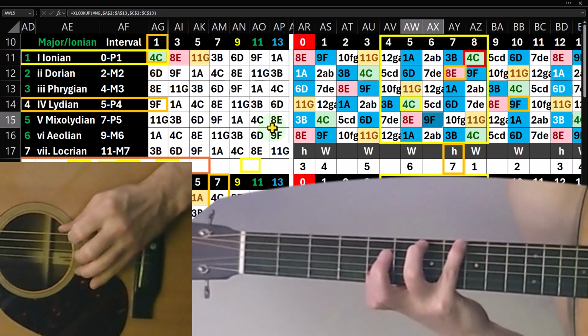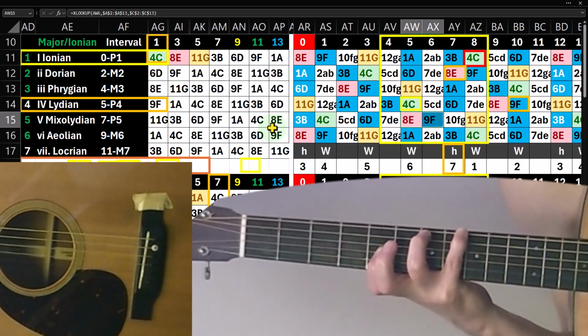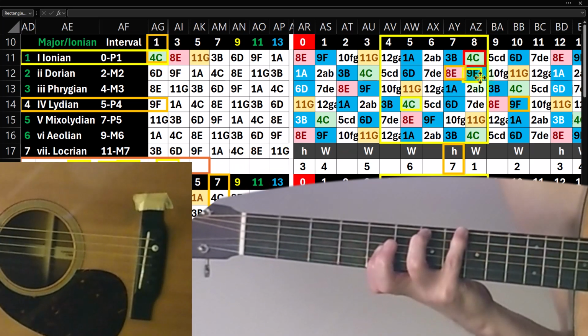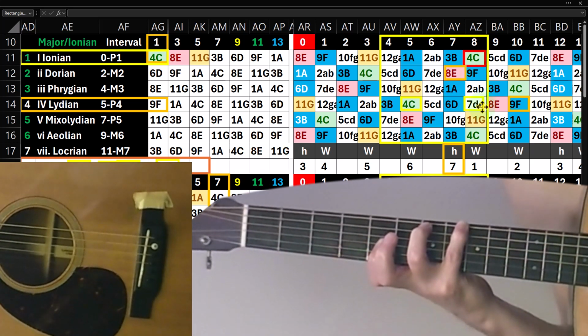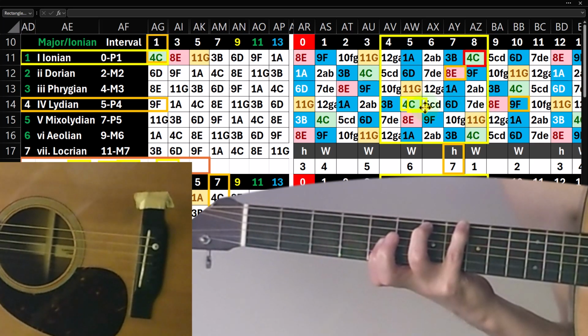If I go up to here, that's the octave. So from the perspective of the C, it's 12 notes away. We can count that out by saying it's going to be 5, 10, 15. 15 minus 12 is 3, and then 2, 1, 0, or octave.